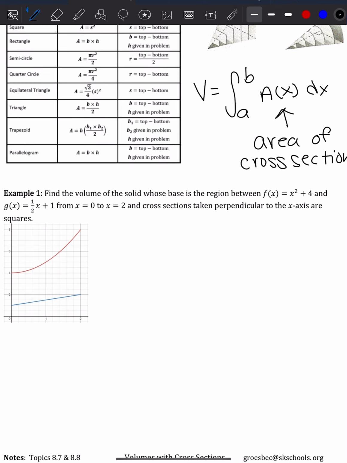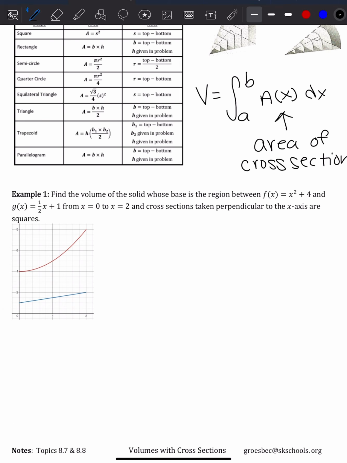So this first one that we have here, it says find the volume of the solid whose base is the region between f of x equals x squared plus 4 and g of x equals 1/2 x plus 1 from x equals 0 to x equals 2, and cross sections taken perpendicular to the x-axis are squares.